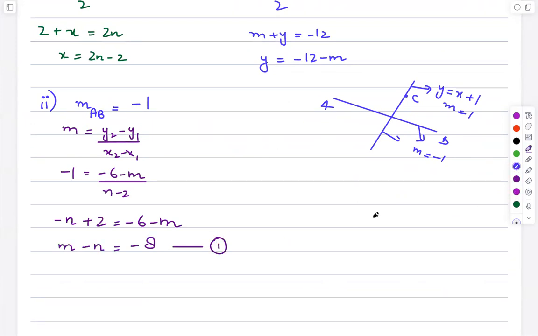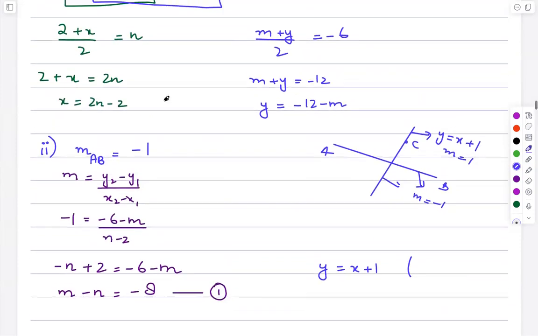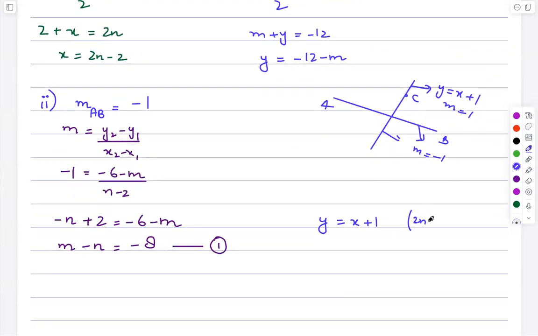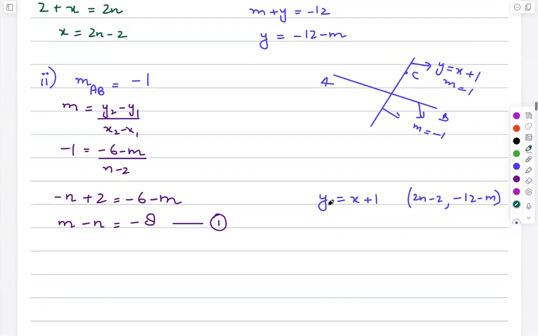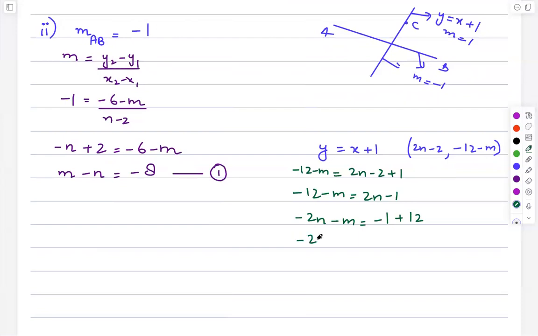And to find the second equation, as we know that this line y equals x plus 1 is passing through C, and we know that the x coordinate of C is given by 2n minus 2, and the y coordinate is -12 minus m. So in place of y, we can write -12 minus m, and in place of x, we can write 2n minus 2. So this will become -12 minus m is equal to 2n minus 1. Simplifying this, taking n on the left hand side, we can write this as -2n minus m is equal to -1 plus 12. Simplifying this, we'll get -2n minus m is equal to positive 11.